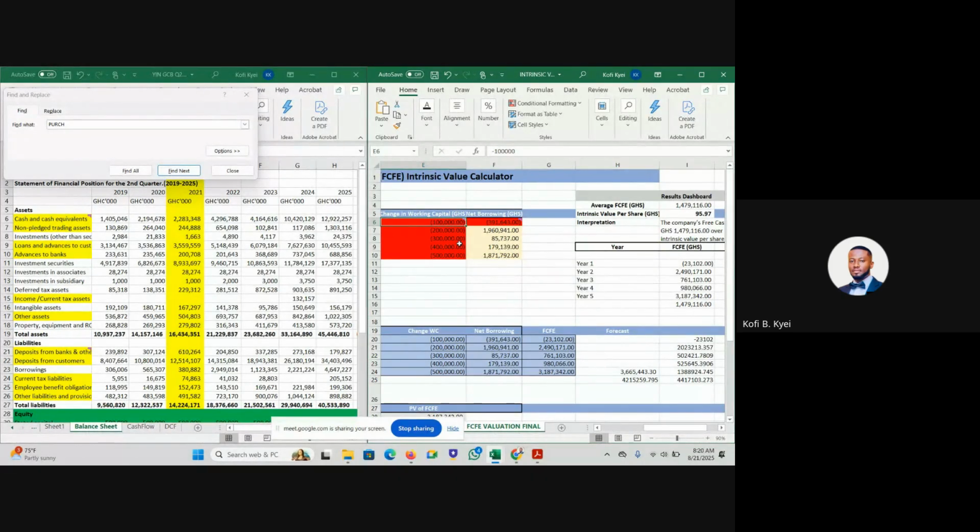Write your questions down. We'll answer them as we move on. Let me bring my values to default. Okay, default. 64.